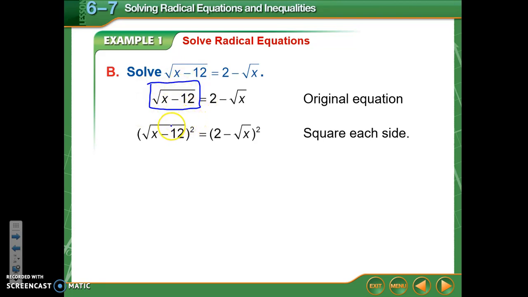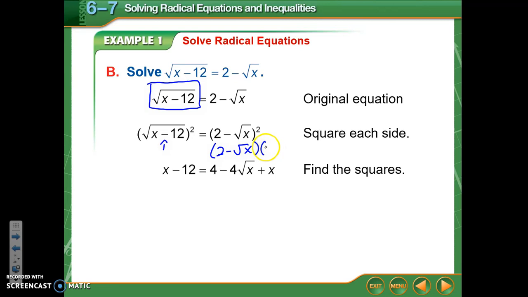I'm going to square the square root of x minus 12, and I'm going to square the binomial 2 minus the square root of x. So notice over here, the square root of x minus 12 squared, the squared and the square root just cancel out, because in this case, the square root is the outside operation, and the subtraction is underneath. On this side, I have two separate terms, right? I have 2 minus the square root of x. So be very careful. This means 2 minus the square root of x times 2 minus the square root of x. So here I have to FOIL.